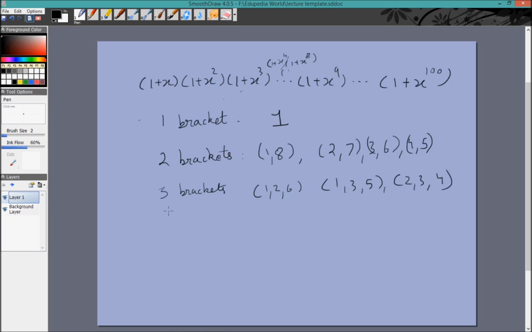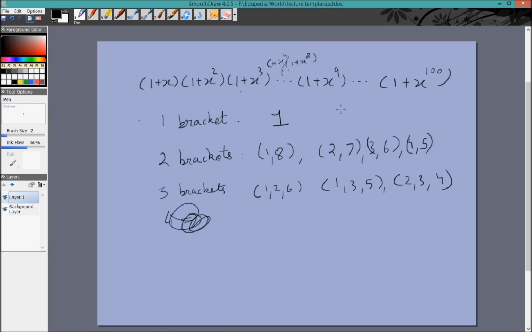Right? Let's try 4 brackets. 4 brackets means we take 4 brackets and we take the power of x in them, which add up to give me 9. If I take the first 4 brackets, that will be x to the power 1, x to the power 2, x to the power 3 and x to the power 4. So it will be x to the power 1 plus 2 plus 3 plus 4, which is x to the power 10. So if we are taking the product of 4 brackets and 1 in every other of the 96 terms, then at a minimum we will get x to the power 10. So we'll never get an x to the power 9 term by taking 4 brackets. So these are the only alternatives.